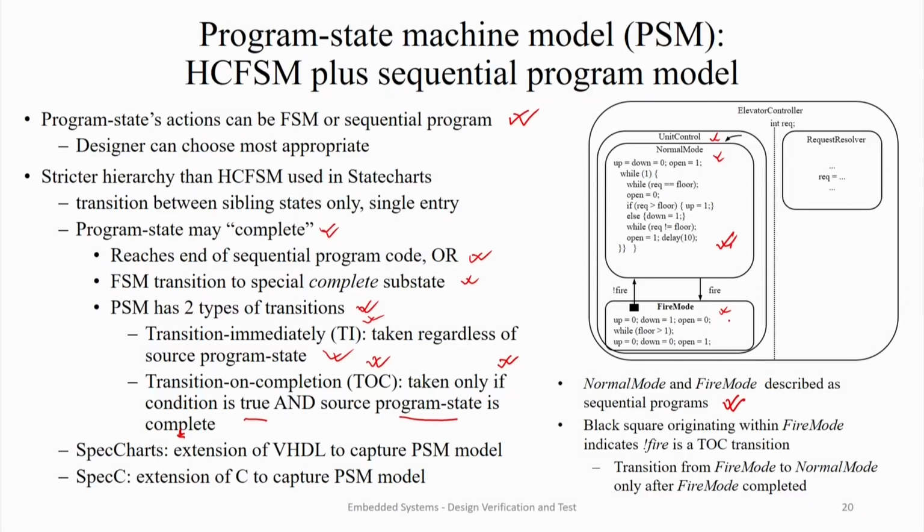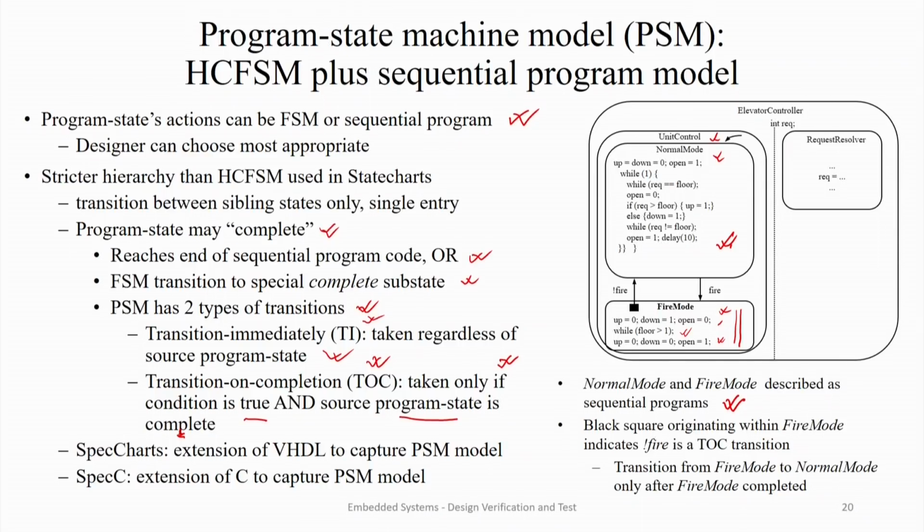In the fire mode also you have up equals 0, down equals 1, open equals 0; these variables are initialized. While floor is greater than 1, you wait and the elevator progressively moves down. When this condition becomes false, that means floor 1 is reached, you make up equals 0, down equals 0, that means you stay on the first floor and you open the door. So, this is a sequential program representation of the fire mode.